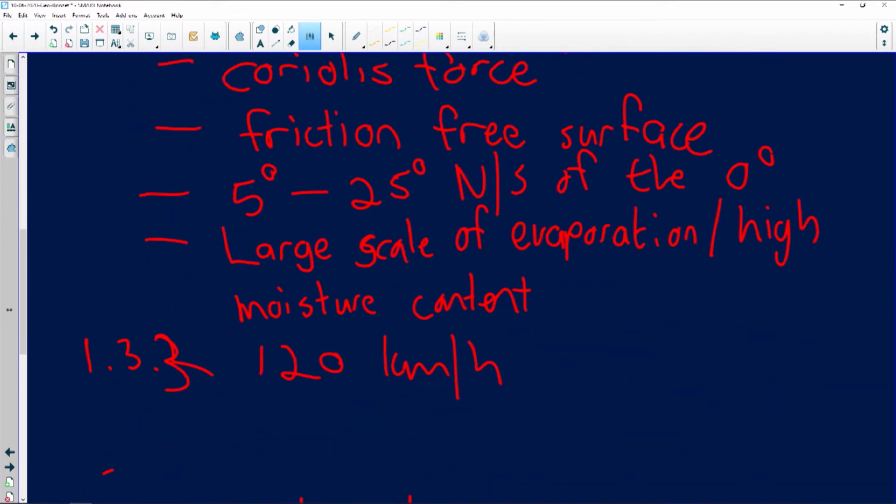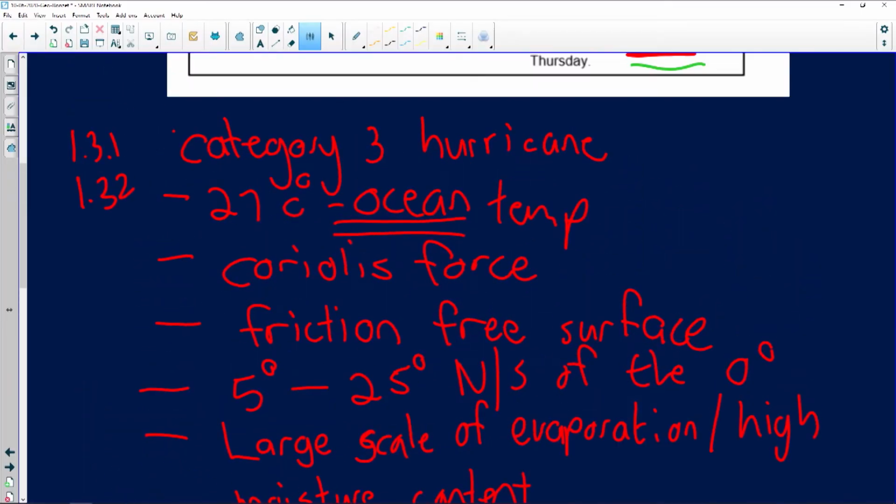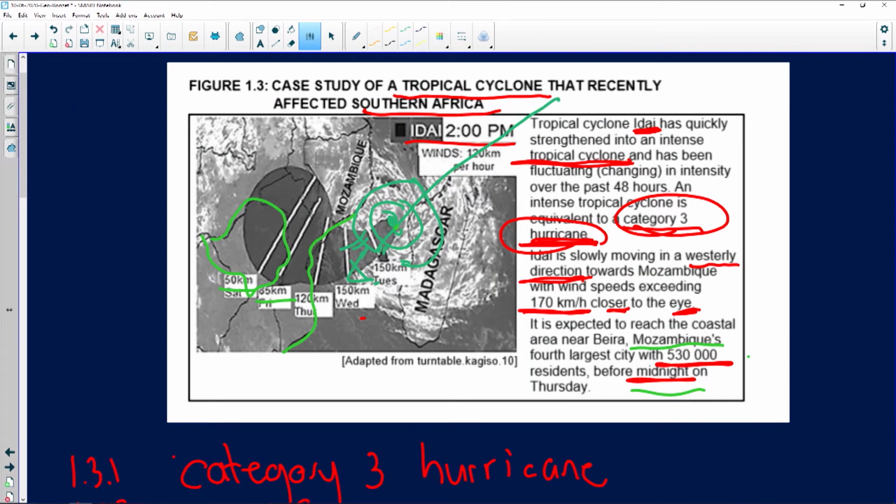If we look at question 1.3.4, the question states, why will the wind speed decrease as you move further from the eye? Now, I've just explained it to you. The wind speed will decrease when we move further away. Why? Because the isobars are not so close together, and because the tropical cyclone has made landfall. So that's the correct answer for 1.3.4.